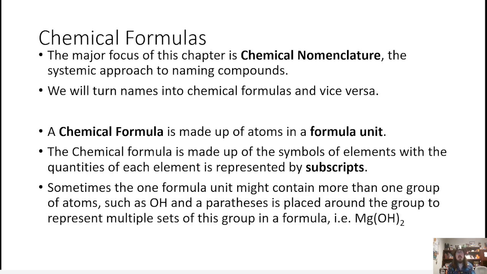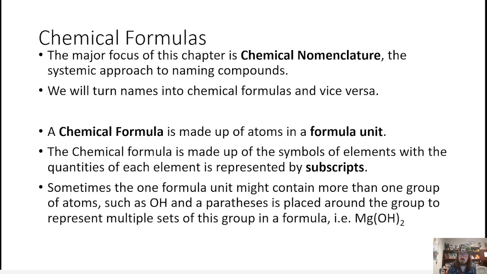So, the main focus of this chapter is chemical nomenclature, which is simply the systematic approach to naming the chemicals, the compounds. We should be able to turn a chemical formula into a name and a name into a chemical formula. And so remember, a chemical formula is made up of atoms in a given formula unit. The chemical formula is made up of the symbols of each element, with their quantities being represented by subscripts.